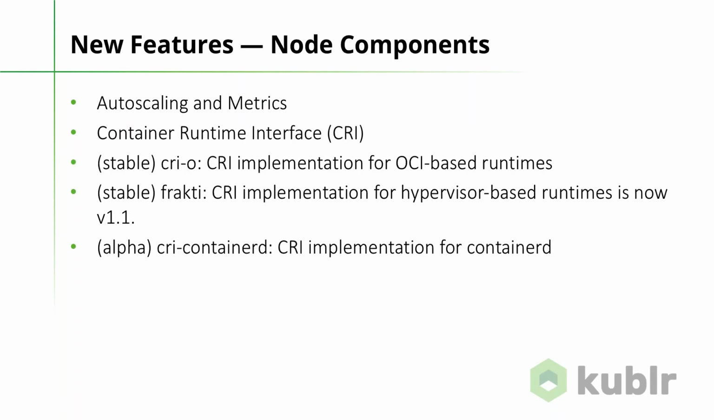Next section is about node components. Node components is basically what runs on a node itself, and there are a lot of features around it. I'll talk briefly, again, about autoscaling. So again, horizontal pod autoscaler now supports custom metrics. So we can now collect custom metrics and pass them to horizontal pod autoscaling to do calculations on our metrics.